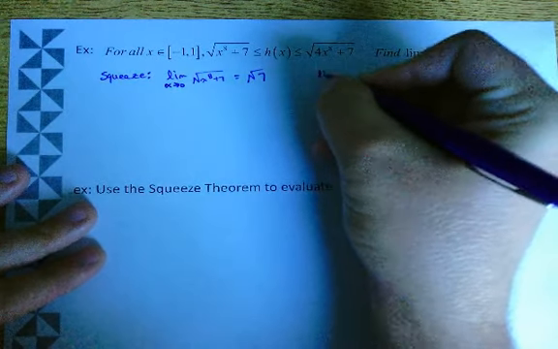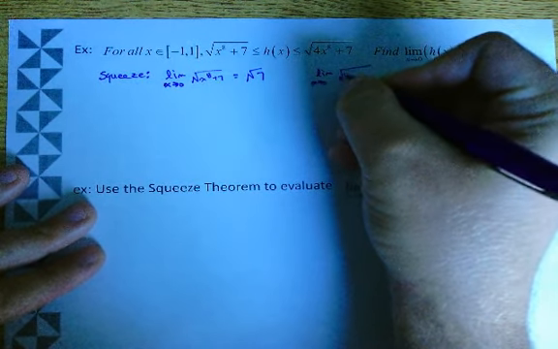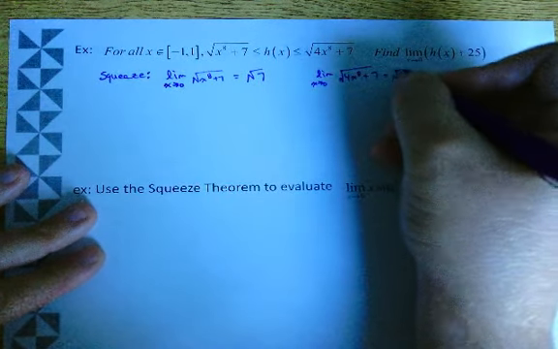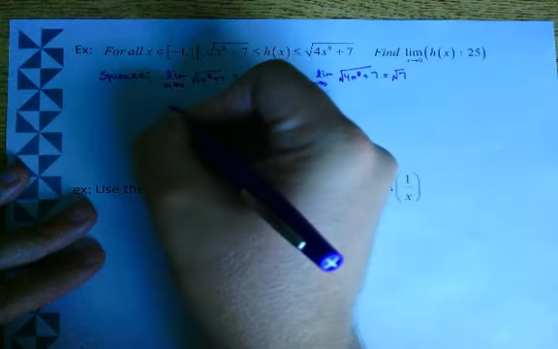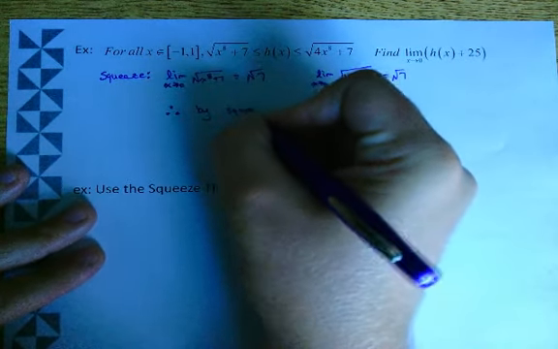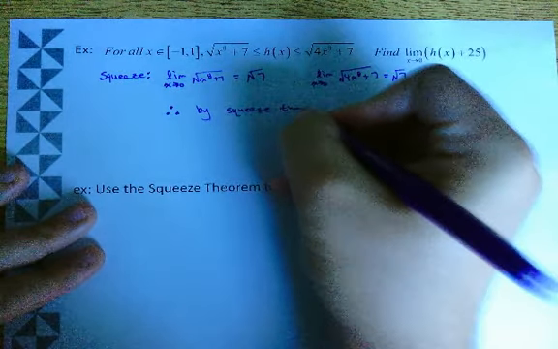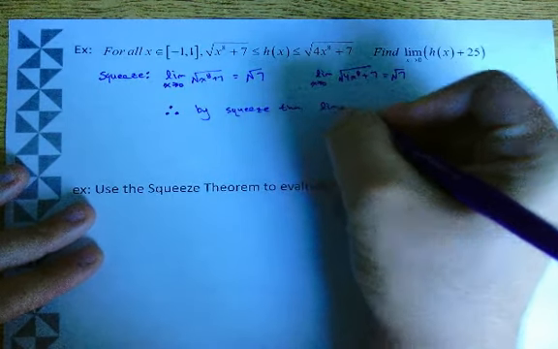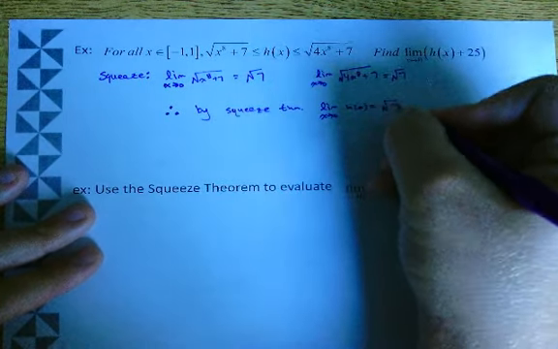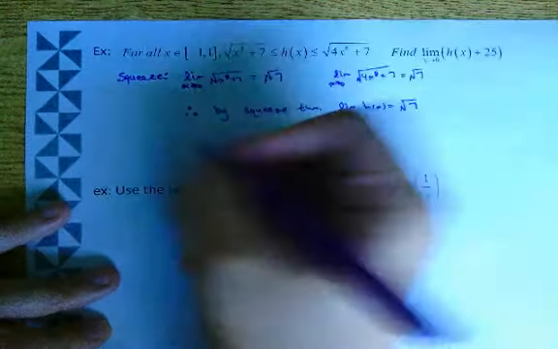If I do the same thing on this side over here, for the value that's larger, plug in a 0, I'm also going to get a root 7. So it stands to reason, by the squeeze theorem, that the limit as x approaches 0 of h of x is root 7. That did not answer my question because I'm looking for this right here.